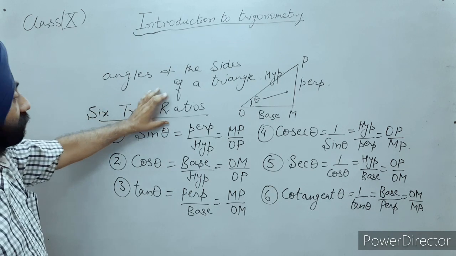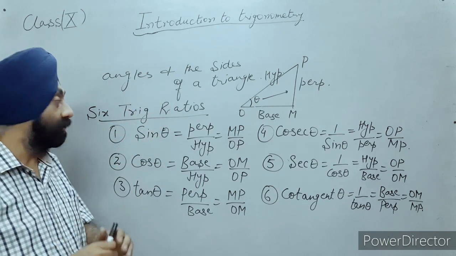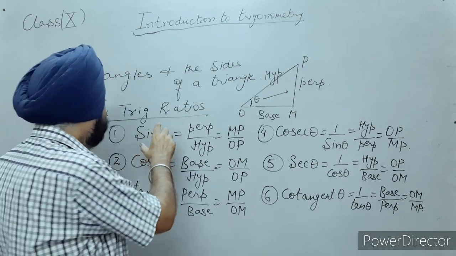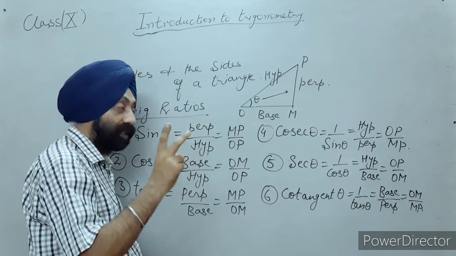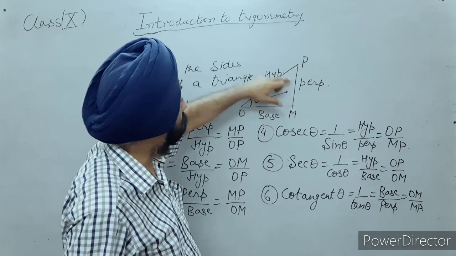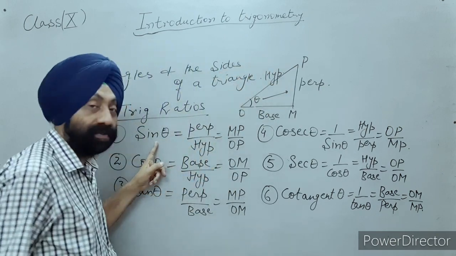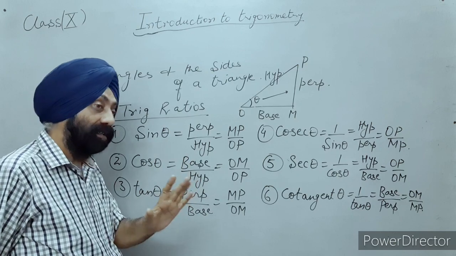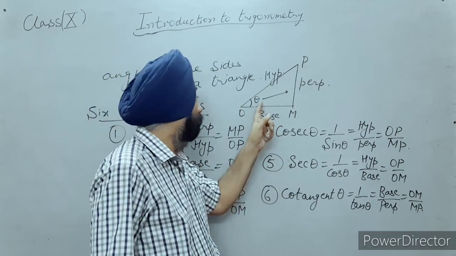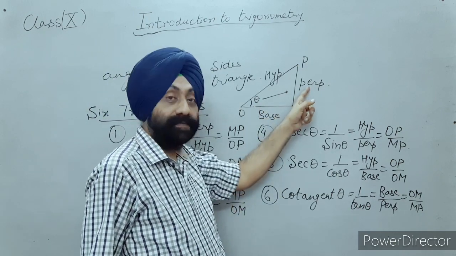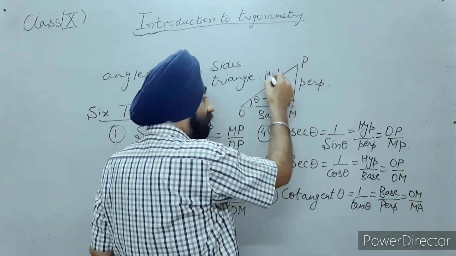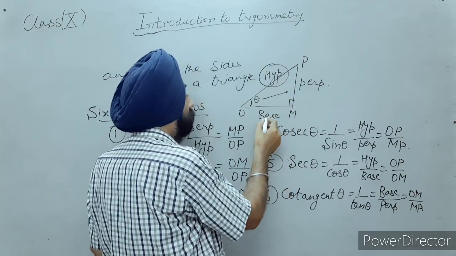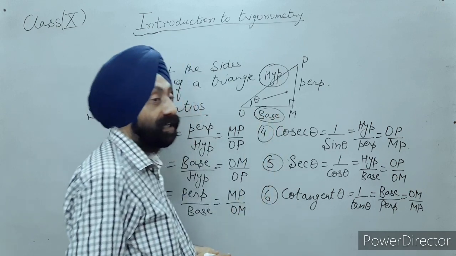Now there are 6 T ratios, we call it as 6 trigonometric ratios. The first one is sin theta. How can we find the sin theta? By taking ratio of 2 sides. Perpendicular upon hypotenuse will give you sine of the angle. But keep in mind that opposite to theta, it's always perpendicular. Opposite to the 90 degree right angle is the hypotenuse, and the third side is obviously the base.